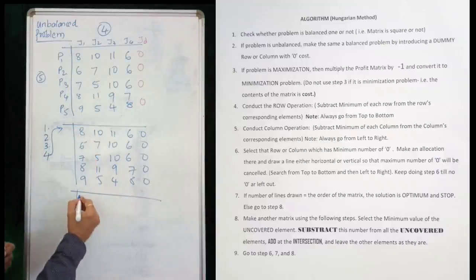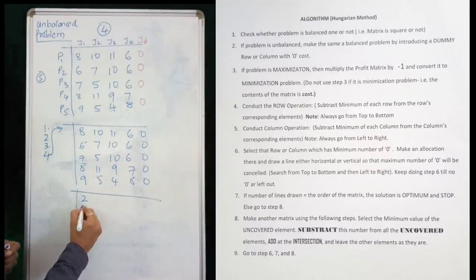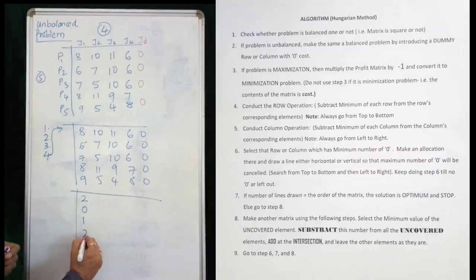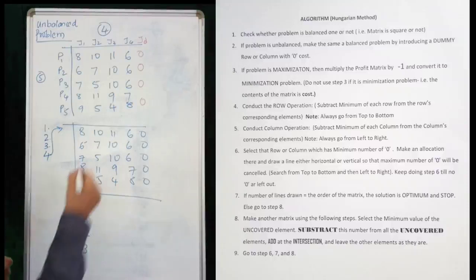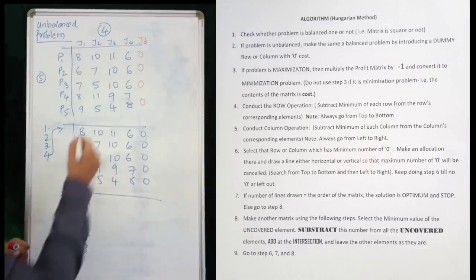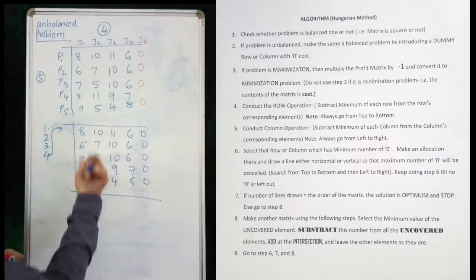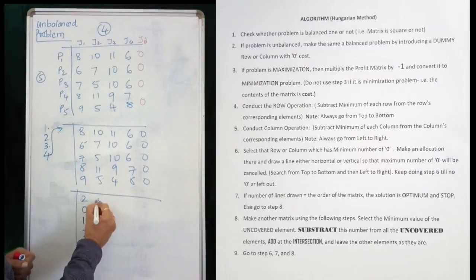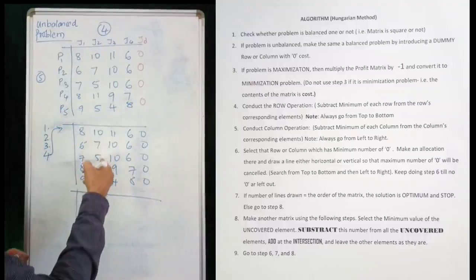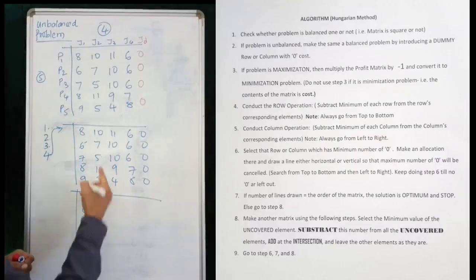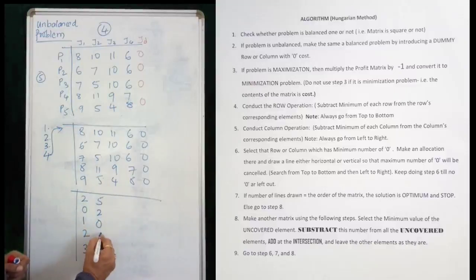8 minus 6, I get 2. 6 minus 6, I get 0. 7 minus 6 is 1. Here 2, and 9 minus 6, I get 3. I come back here. What is the minimum here? It is 5. So I subtract 5 from the elements of that column. I will get 10 minus 5, 5. 7 minus 5, 2. 5 minus 5, 0. 11 minus 5 is 6. 5 minus 5 is 0.